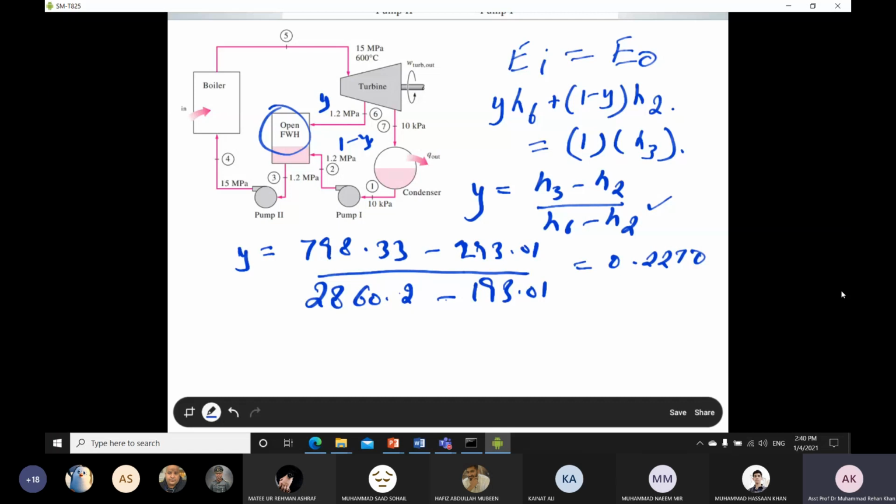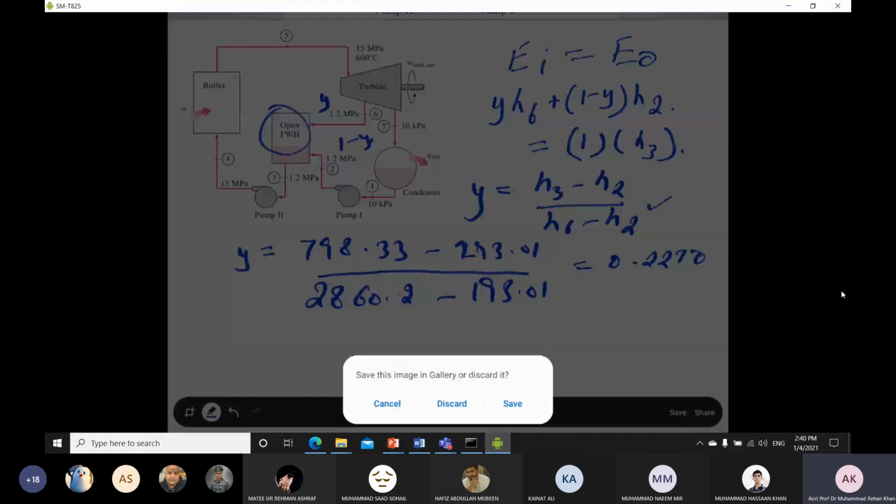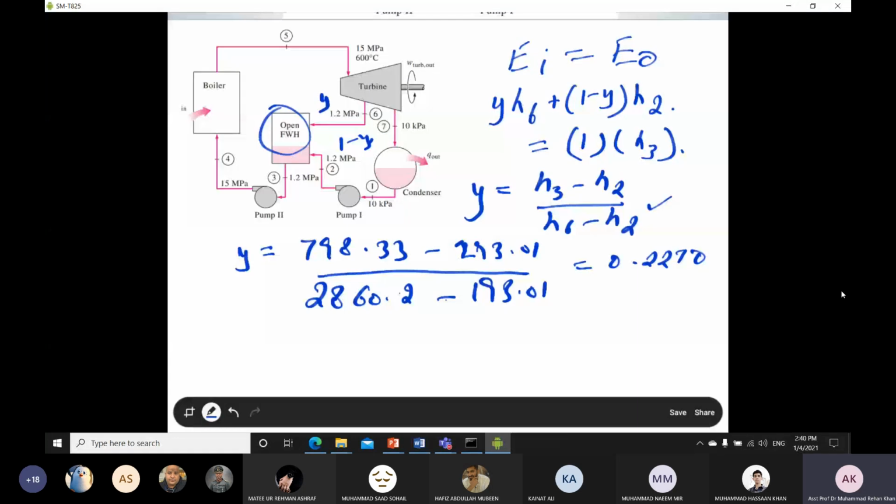Now coming towards the efficiency part. You already know that in order to find the efficiency, you have to find Q in and Q out.